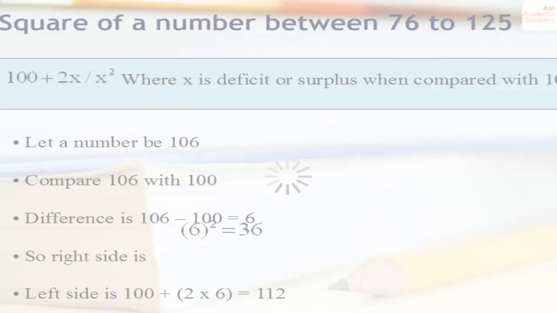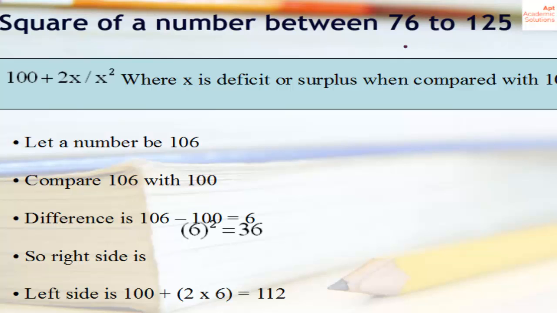Let's learn one more. That is, we will learn how to find the square of any number between 76 to 125. Now the formula is 100 plus 2x and x square. Now you can understand this x square is going to be your right hand side, and this 100 plus 2x is going to be your left hand side. And I'm sure by this time you understand that x is the deficit or surplus when it is compared with 100. Earlier in the previous case we were comparing with 50. Now here we will be comparing with 100.